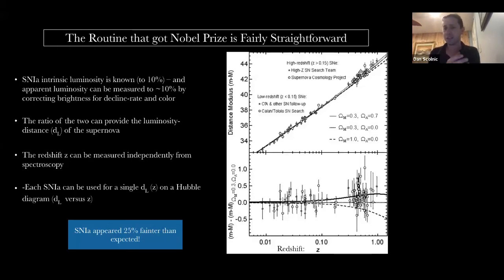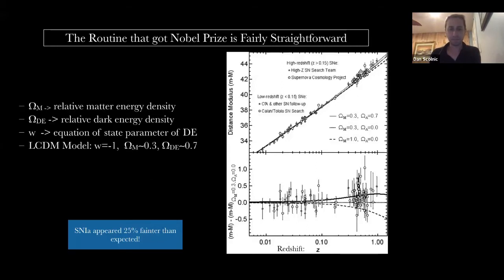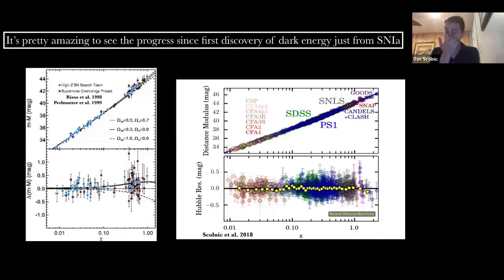And you can also see here that there's a relatively small amount of supernovae being used to do this. Okay, and just for lingo, when I use notation, omega m will be relative matter, omega dark energy (dE) will be dark energy density, w the equation of state parameter of dark energy. When I say lambda CDM model, I generally mean w equals -1, the cosmological constant, omega matter 0.3, omega dark energy 0.7.